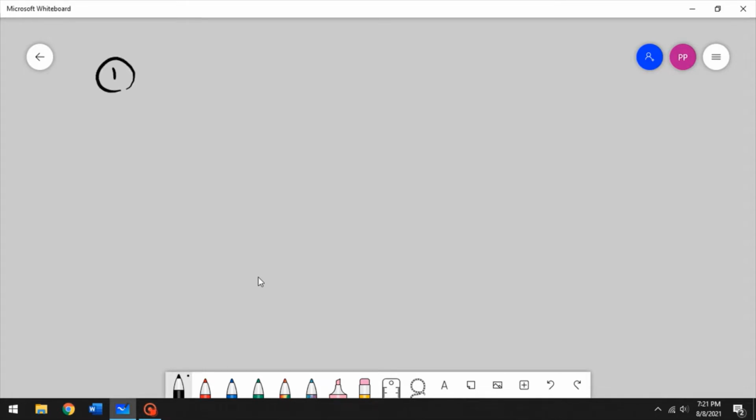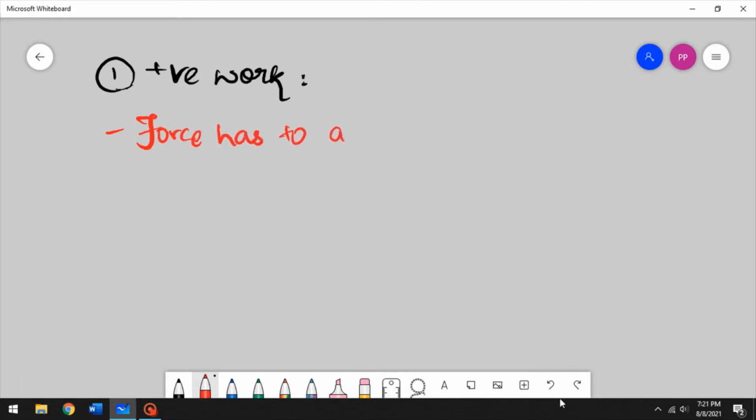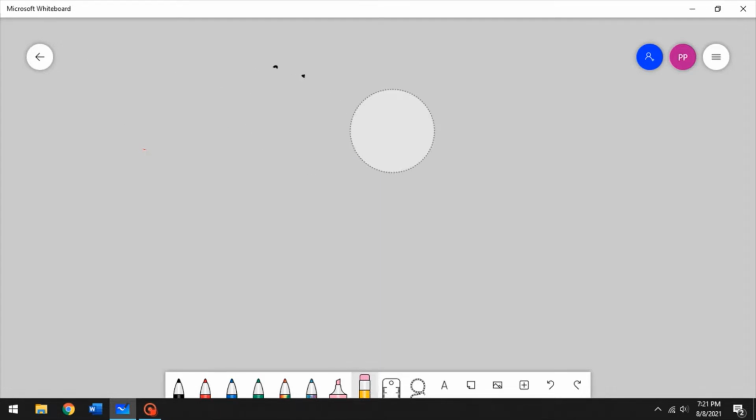Alright, so the first situation is positive work. What are the conditions for work to be considered positive? First, a standard point: force has to be applied. The second one, let me do it in the form of a table. That's going to help you remember it better. Okay, so let's draw a table here.